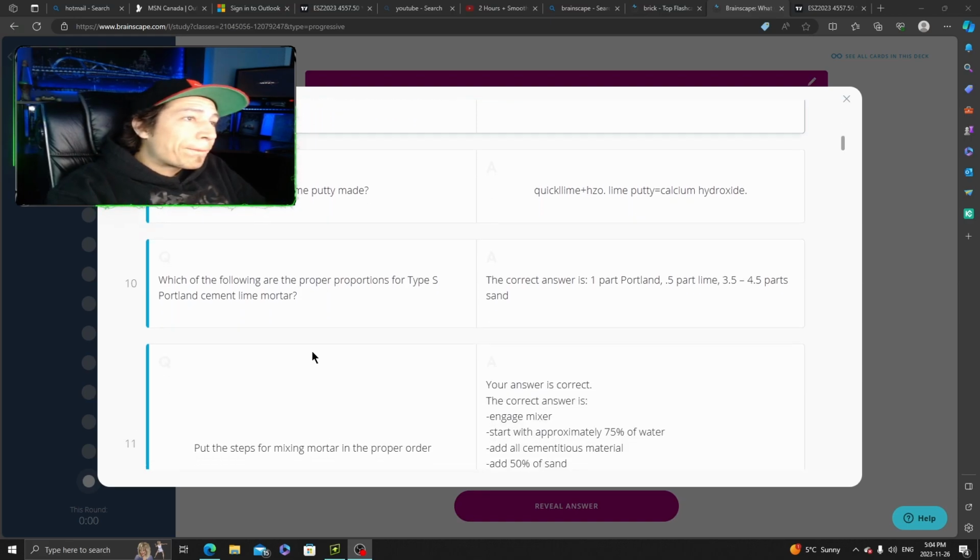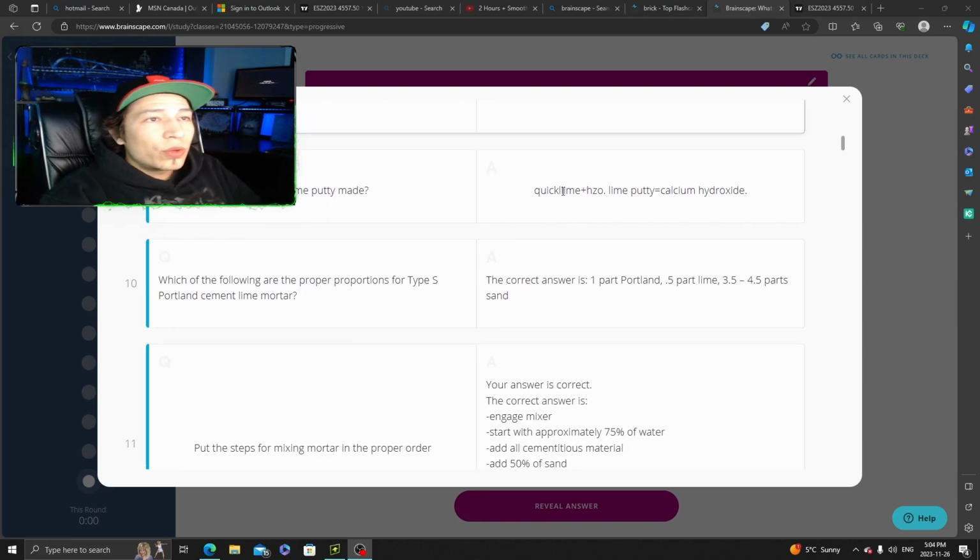Okay. How is lime putty made? Quicklime plus H2O. Lime putty equals calcium hydroxide. Okay. How is lime putty made? So lime putty is made by combining quicklime plus H2O, which equals calcium hydroxide.